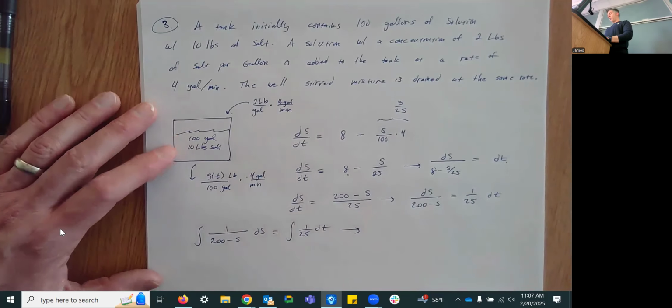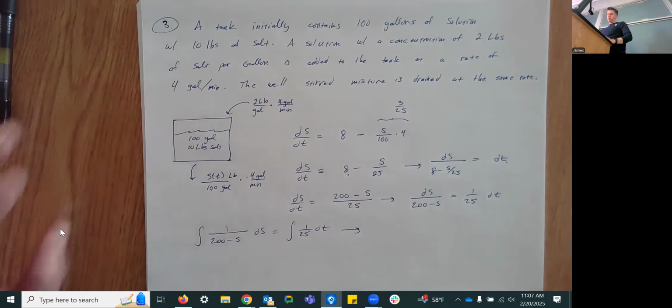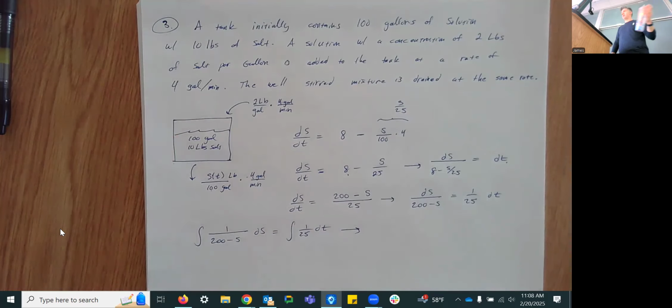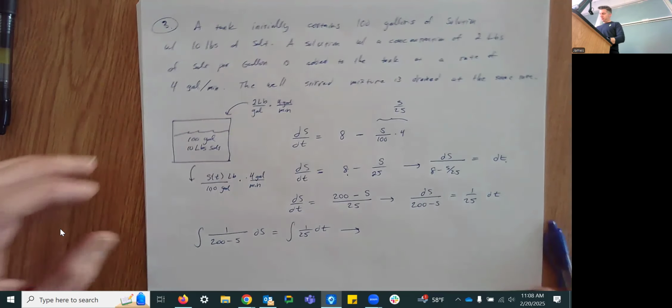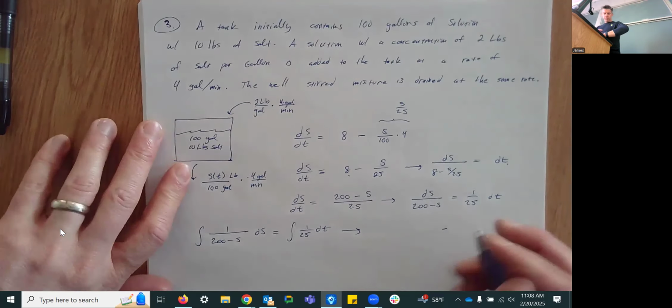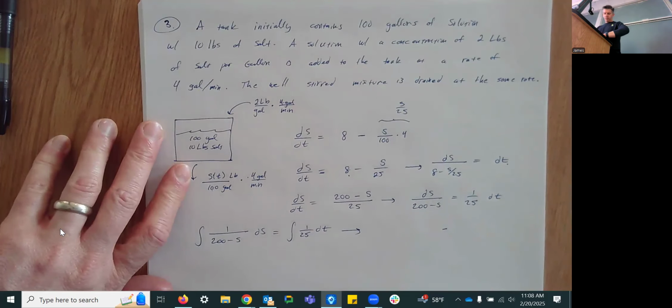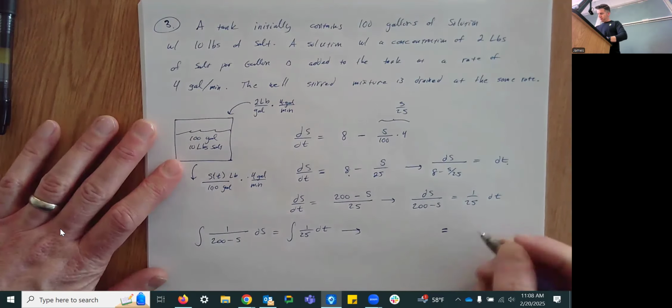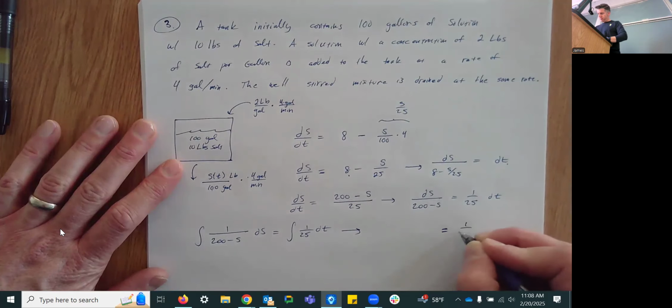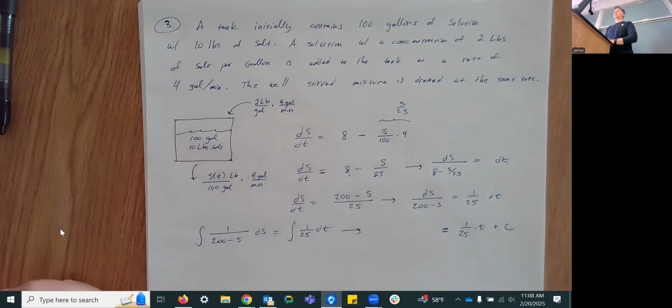Integrating the left-hand side, I want everyone to do the integration on their own. Integrate both sides. Careful with the left-hand side. There's an extra little thing you have to think about. The right-hand side for you.